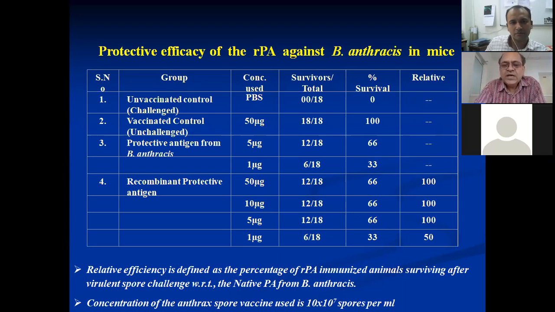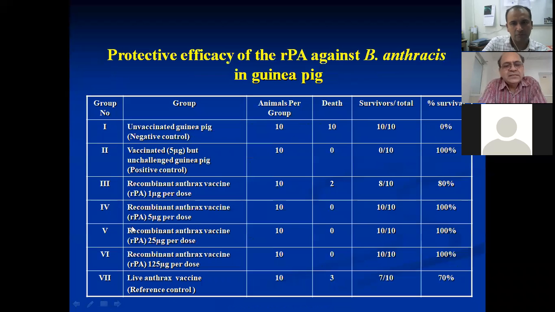We wanted to see whether the infection occurs or not. As you are hearing these days, the WHO definition is that any vaccine which gives 50% protection is a good vaccine. So we could get about 66% protection in the mouse model, both by native antigen as well as by recombinant antigen. So we were very happy that it is successful in the mouse model. Next slide, please.